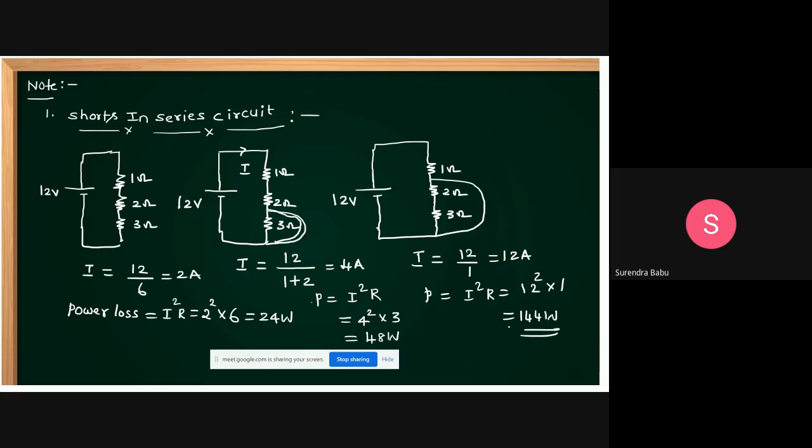That means what is the observation here? In a series circuit, due to short circuit, the currents increase or decrease, sir?